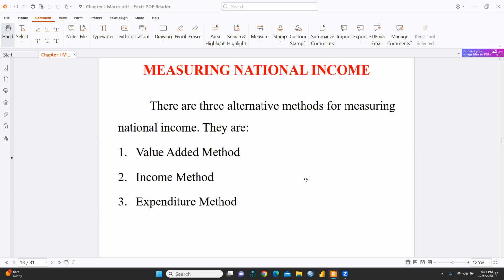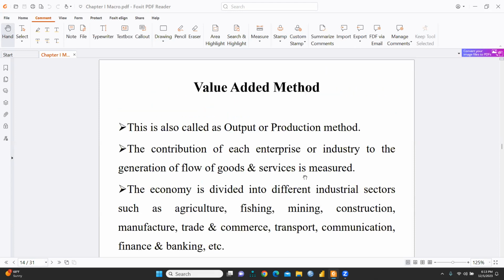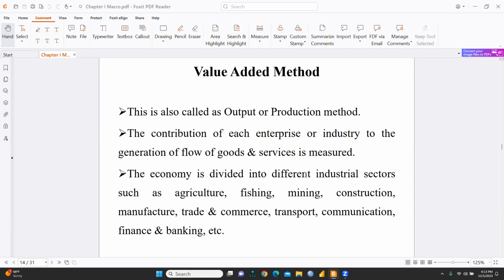And through these methods, we will calculate national income also with the help of some data or numerical problems we have to solve. First is value added method. Value added method, we can call it output method or production method also. I mean, if somebody asks you what is output method to measure national income, that is the same value added method. And if somebody asks you what is production method of national income, that is also the value added method.